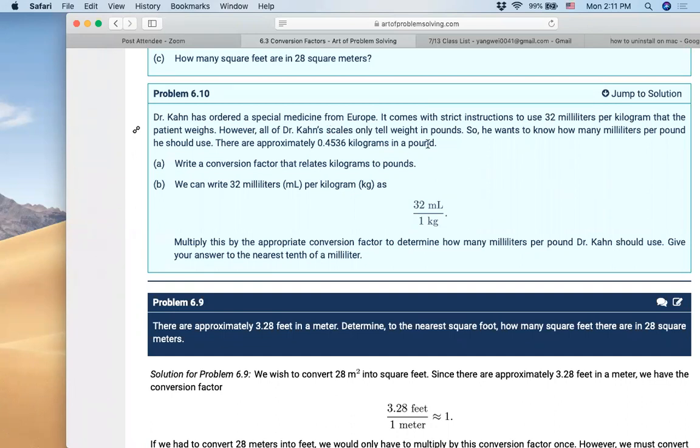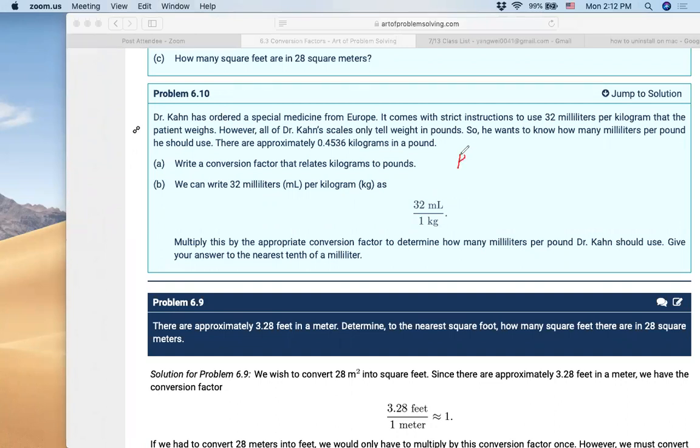There are approximately 0.4536 kilograms in a pound. So first, you write a conversion factor that relates kilograms to pounds. So think, first you try to find the milliliters per pound. That means you want to convert the kilograms to pounds, so you can do it this way.